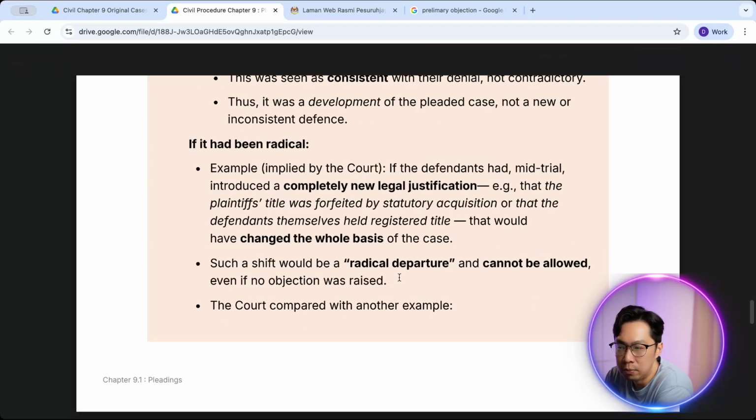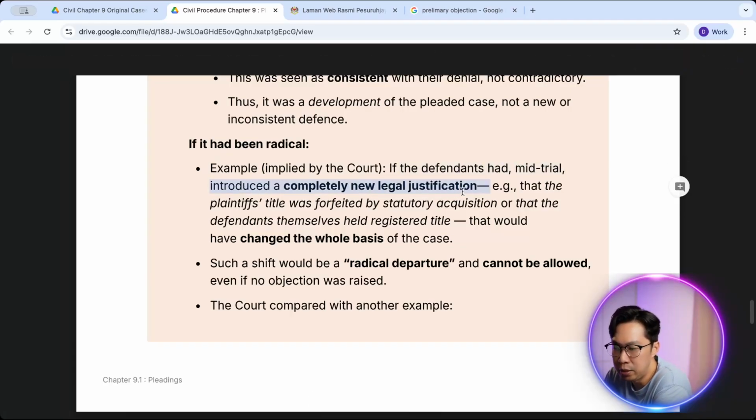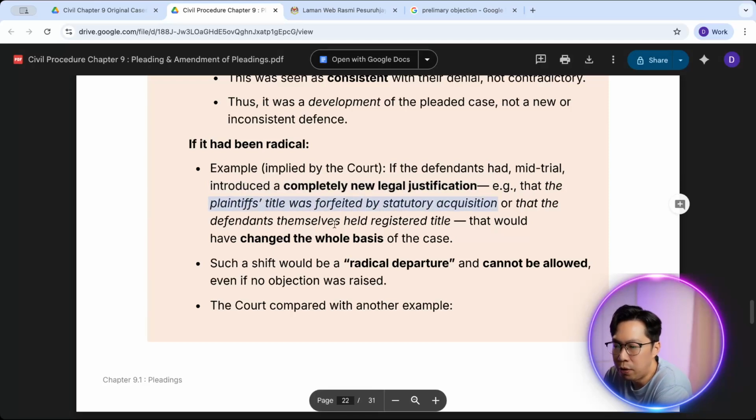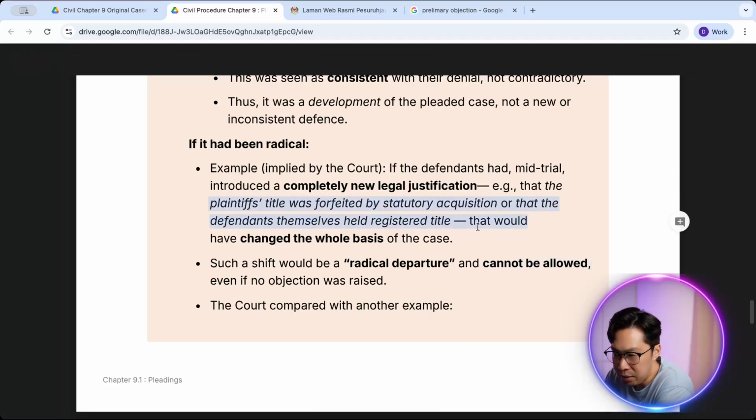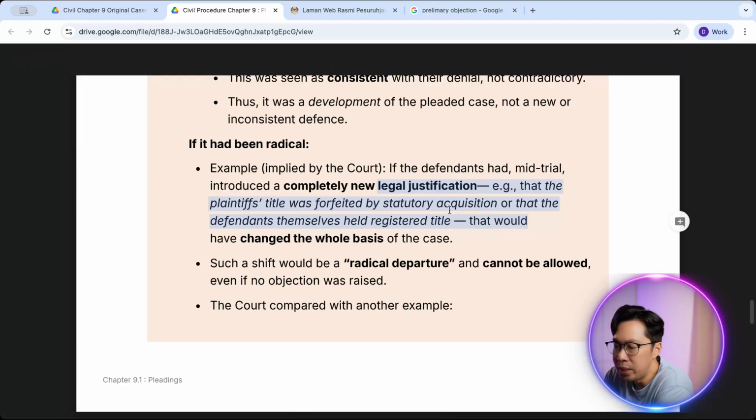What is it that is radical? He gave an example. If the defendant had, mid-trial, introduced a completely new legal justification, that the plaintiff's title was forfeited, okay, then you change the whole cause. Such a shift would be a radical departure and cannot be allowed. Even if this was raised by the defendant and the plaintiff argued whatever, didn't object, later on the court will also not allow this to be admitted. They will not allow you to rely on it, because this amounts to a radical departure.